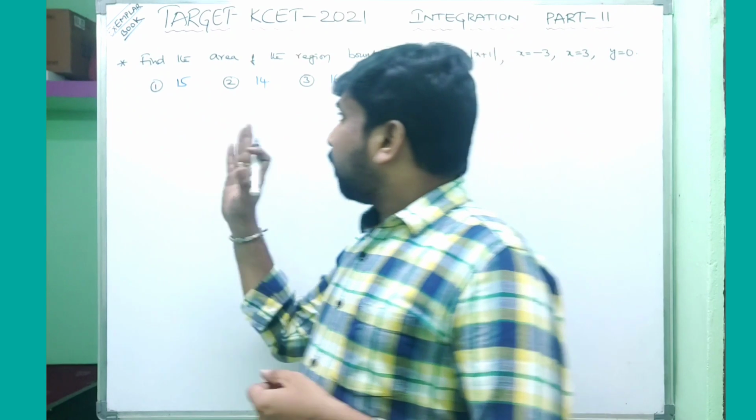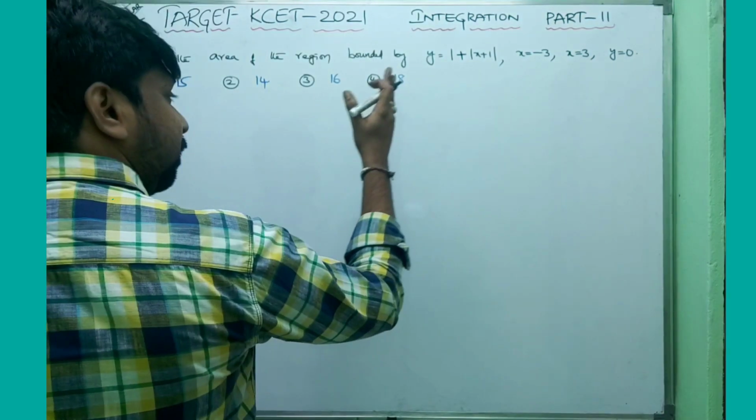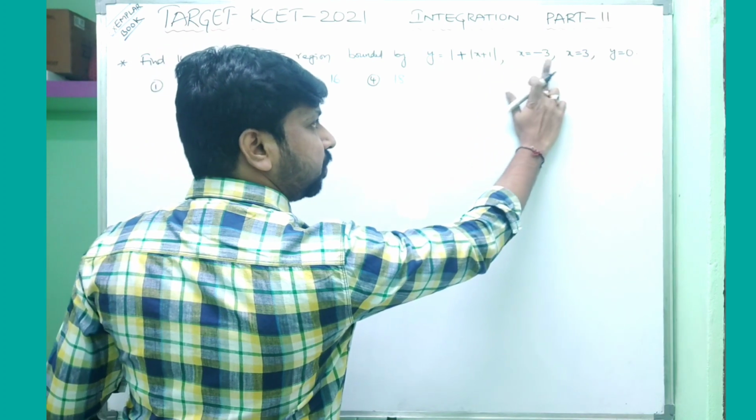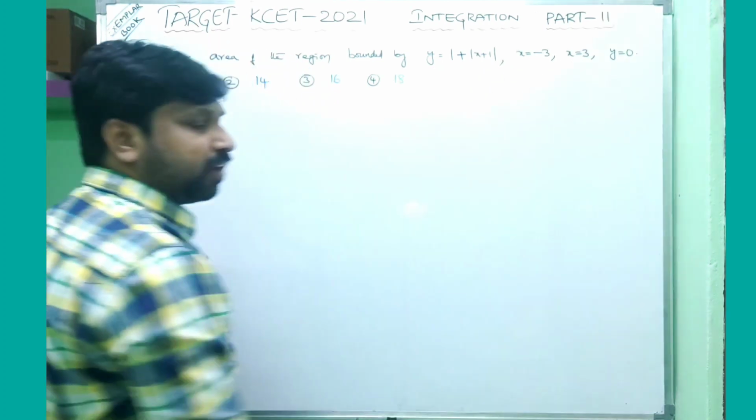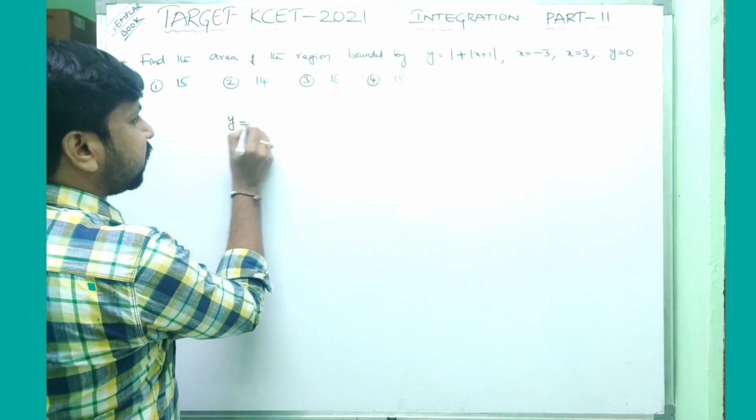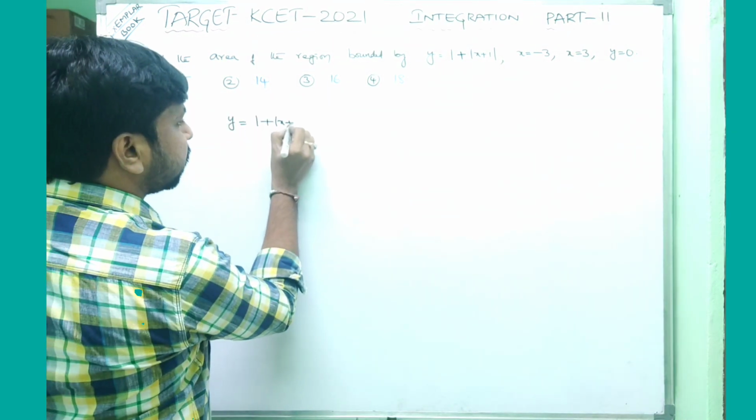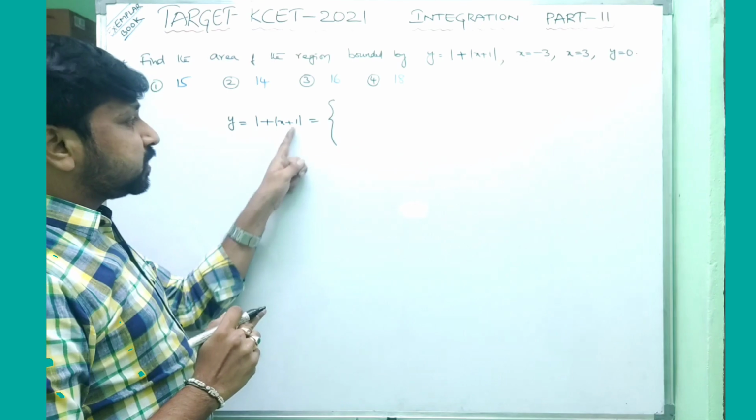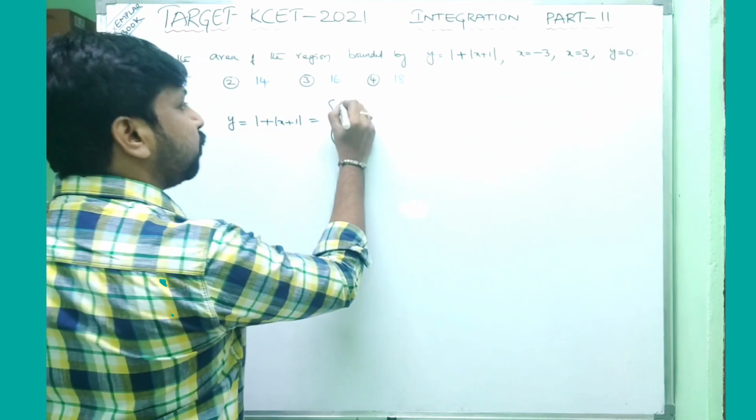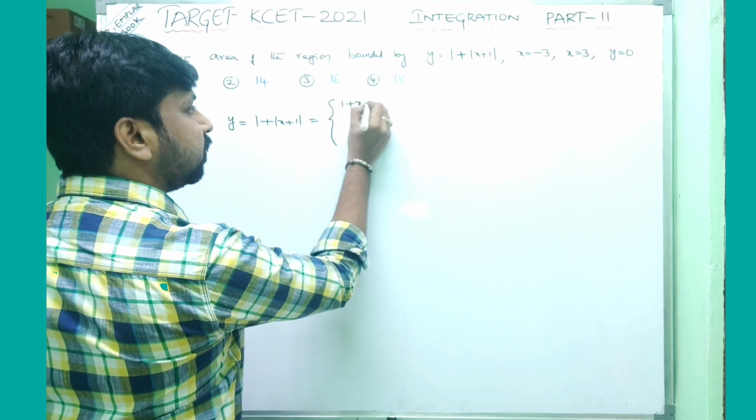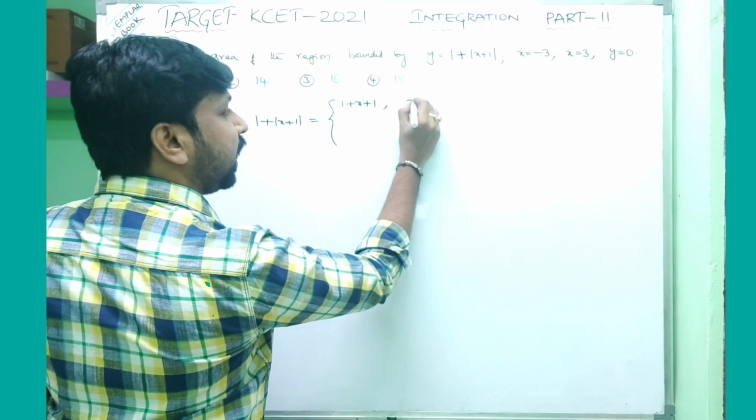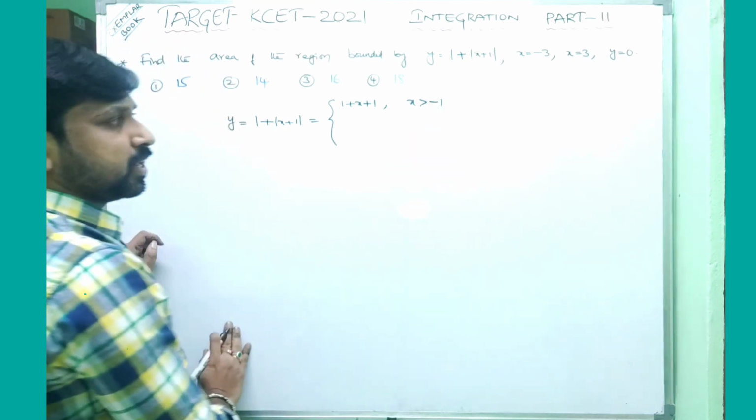Next model, friends: find the area of the region bounded by y is equal to 1 plus mod x plus 1, x equal to minus 3, x equal to 3, and y is equal to 0. Before that, I'm going to simplify this function. Y is equal to 1 plus mod x plus 1. When x plus 1 is positive, mod x plus 1 behaves like x plus 1 only. So 1 plus x plus 1, whenever x plus 1 is greater than 0, means x greater than minus 1.